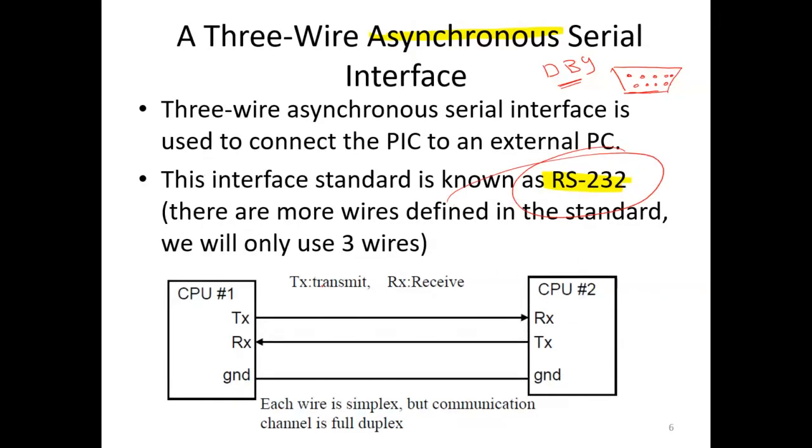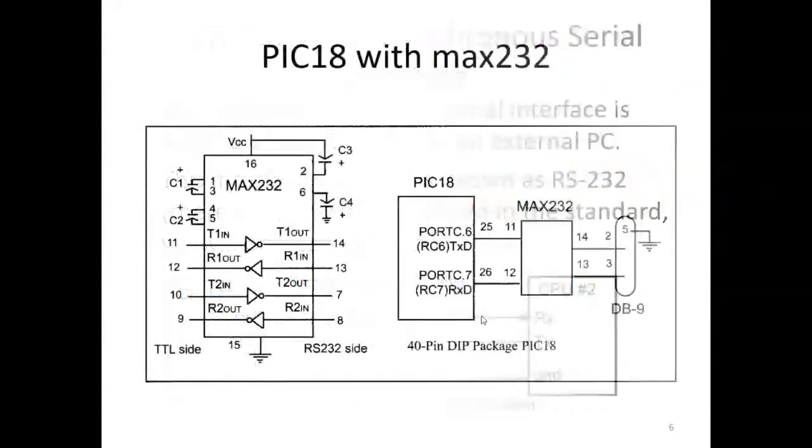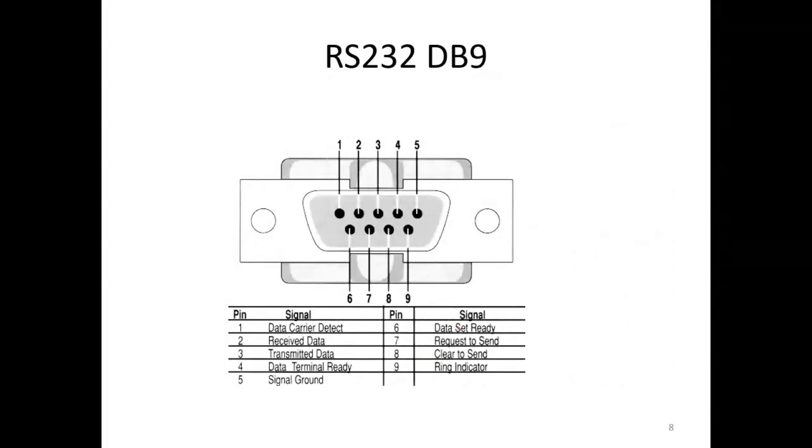RS-232. So here we have the DB9 connector, with 9 pins. From these 9 pins, we have 1 pin for receiving the data, which is pin number 2. This is the RX for receiving the data. We have 1 pin for the transmission of the data, which is pin number 3. So this is our TX. And then pin number 5 is the ground.